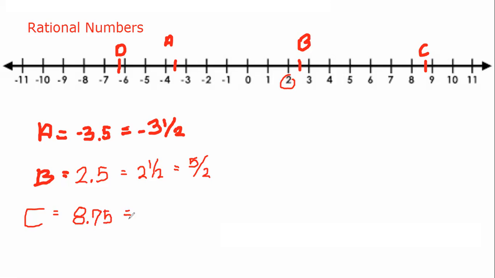And kapag 8.75, kapag fraction kasi yung 75, nagiging 3/4 siya. So, pwede natin isulat na 8 and 3/4. Yes? Oo nga, 25 nga nilagay mo. Then, kapag 8 and 3/4, pwede din naman siya 8 times 4, 32, 35 over 4. Okay? So, ganyan. 35 over 4. Tama ba? 8 times 4, 32, 33, 34, 35.